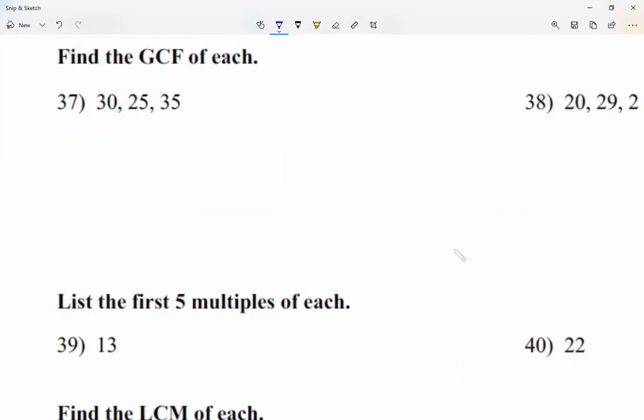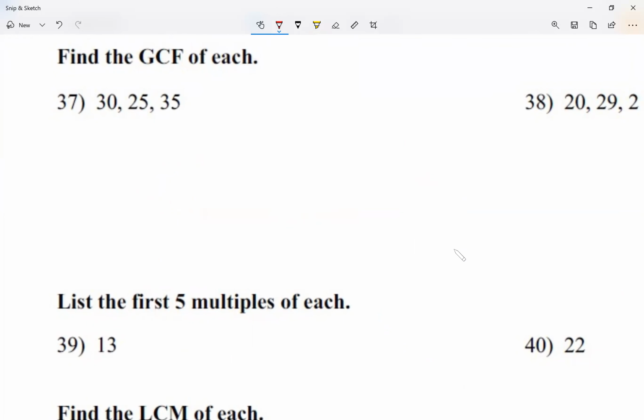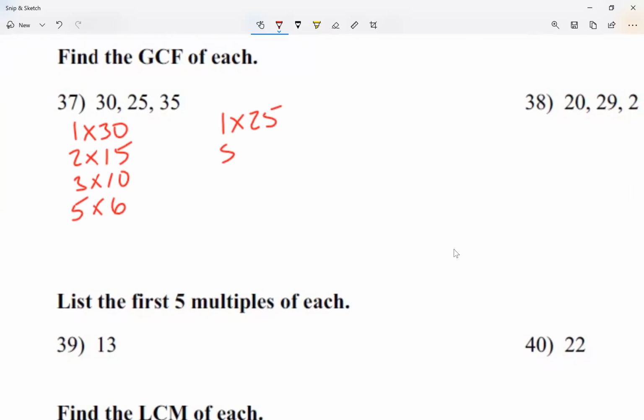Now, let's take a look at number 37. Find the greatest common factor of each. Okay. So let me find all the factors of 30. 1 times 30. 2 times 15. 3 times 10. And then 5 times 6. Let me find all my factors of 25. 1 times 25, and then 5 times 5. Let me find my factors of 35. See, 1 times 35. 2, 3, 4 are not factors of 35, but then we have 5 times 7.